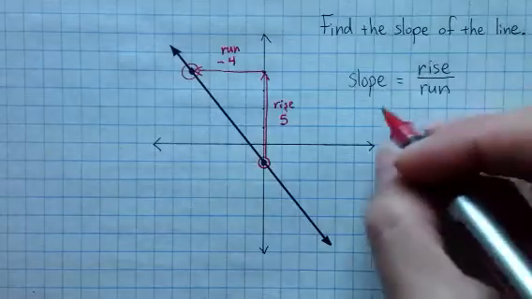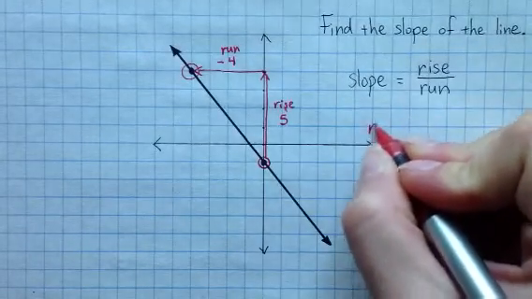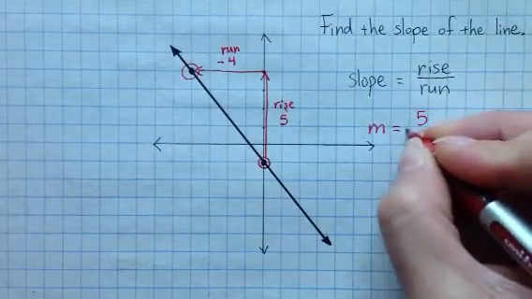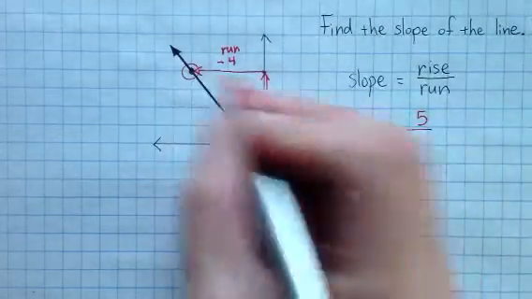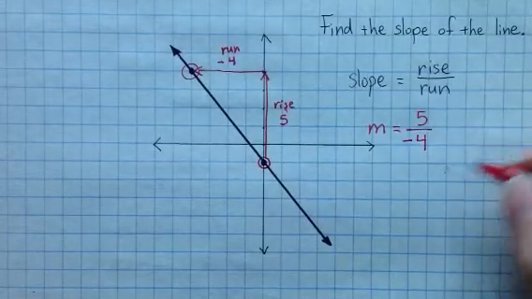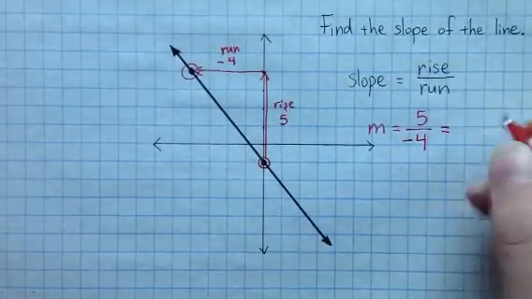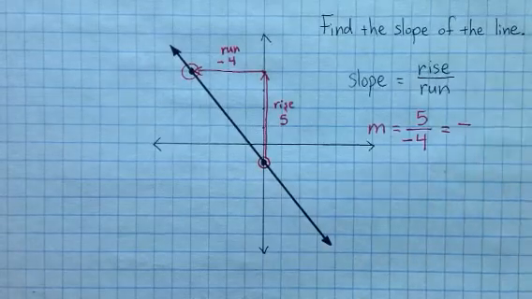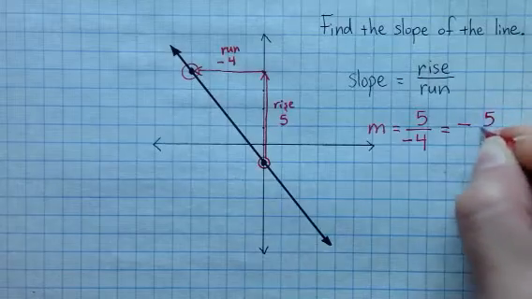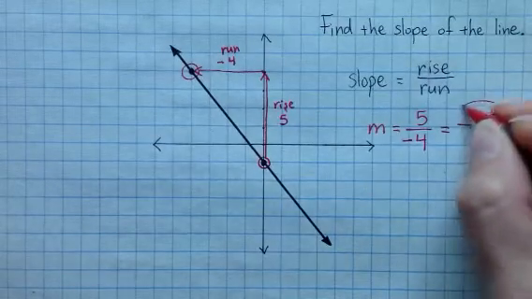Okay, and now I'm going to go ahead and put it into my slope equation. Slope equals rise 5 over run negative 4. I cannot simplify this fraction, so I'm just going to go ahead and put the negative out front. A positive divided by a negative is negative, and it's negative 5/4. That's going to be my answer.